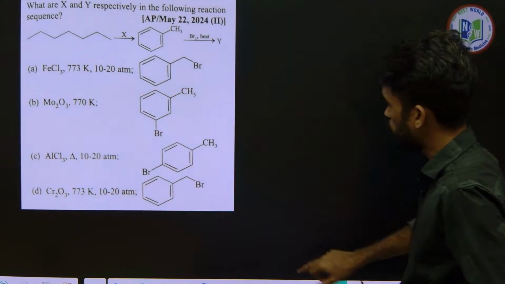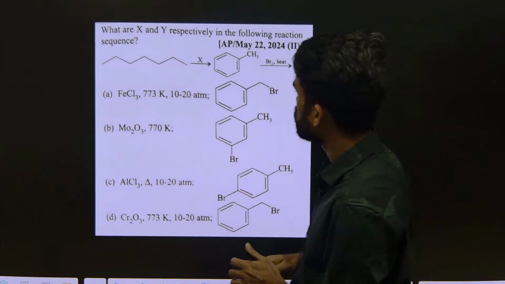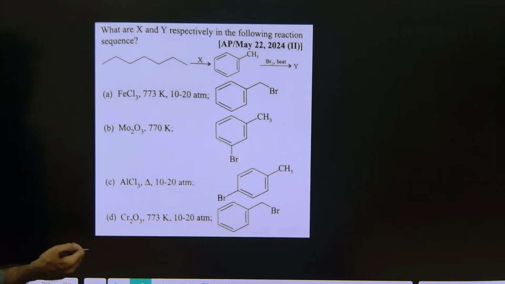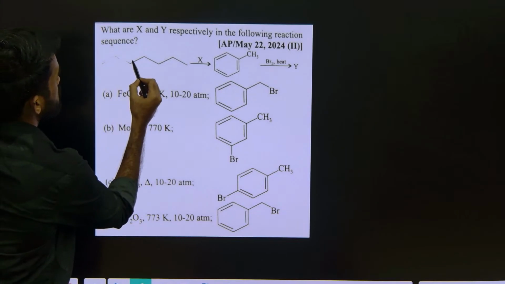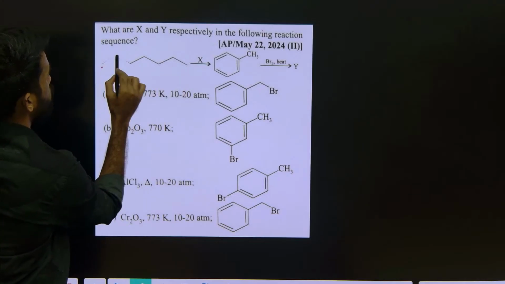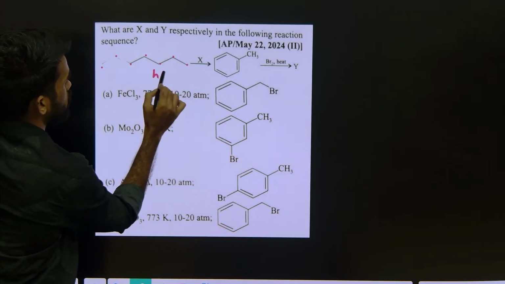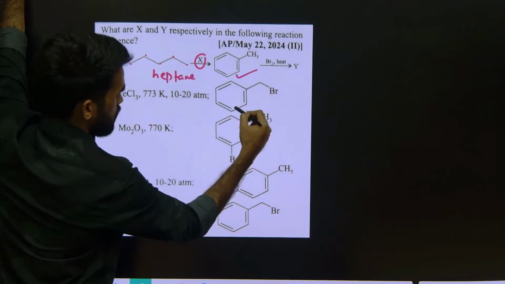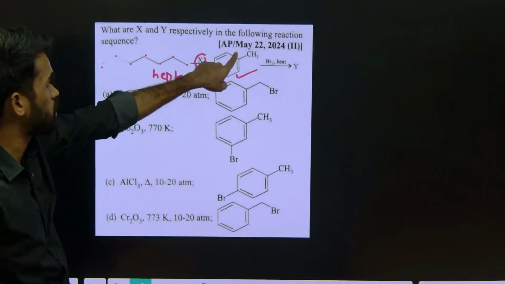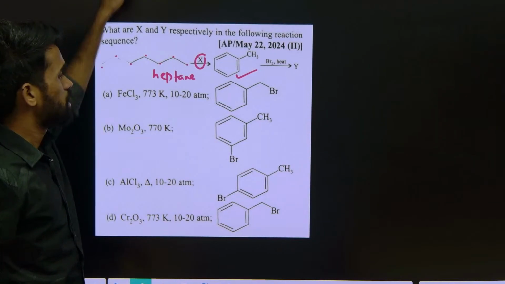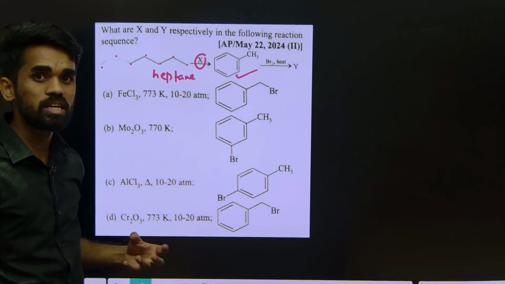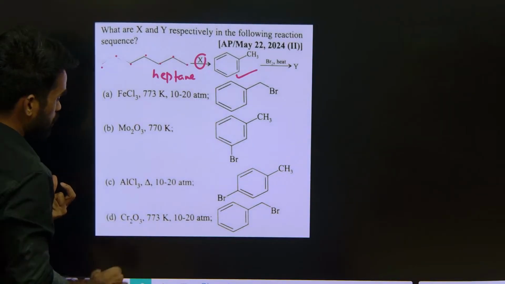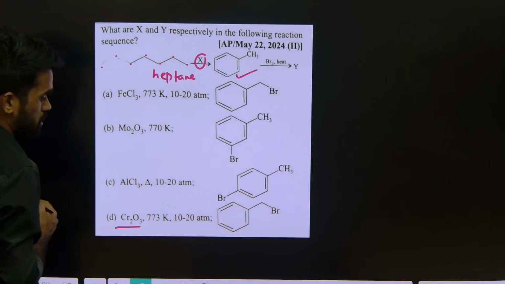Look at this question from organic again. What they are saying: what are X and Y respectively in the following reaction. They have taken heptane, 1, 2, 3, 4, 5, 6, 7. This heptane is treated with some X, forming an aromatic compound, toluene. So it means simply aromatization. Aromatization can happen with metal oxides, especially molybdenum oxide or chromium oxide can be used.